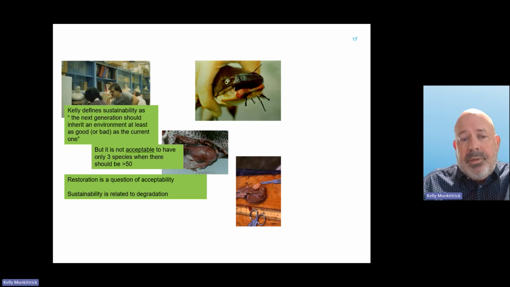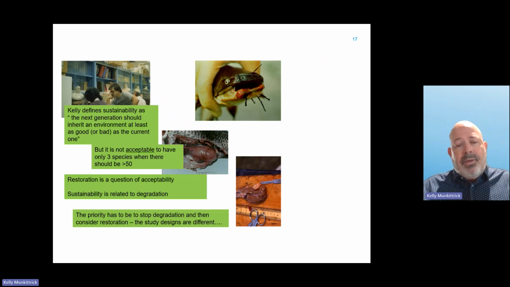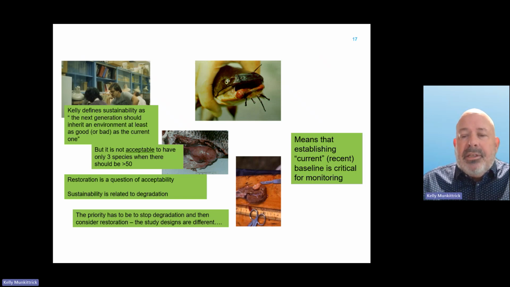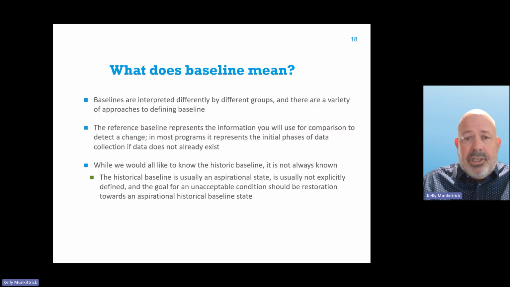Restoration is a question of acceptability, and sustainability is related to degradation. The priority has to be to stop degradation and then consider restoration, and the study designs are very different. But it means that establishing the current or a recent baseline is critical for monitoring. I don't need to know right now what the baseline used to be pre-colonization or 50 years ago or 20 years ago. I need to establish what is the situation now and is it changing?